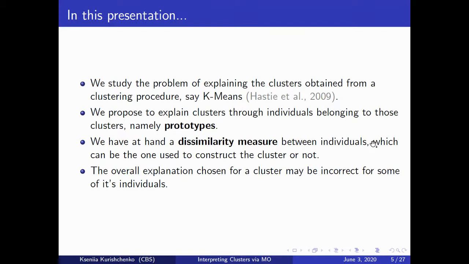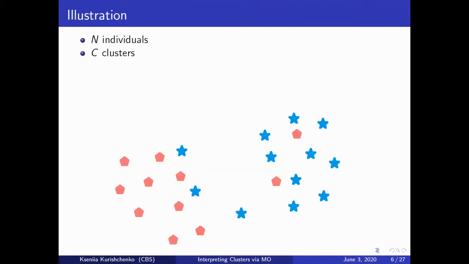And also we have a dissimilarity measure between individuals, which is given, and it could be the same dissimilarity which was taken to construct the clusters, or it could be another dissimilarity measure, which we think is reasonable for our interpretations. And also our explanations could be incorrect for some individuals, and it's how we measure correctly specified and incorrectly specified individuals. So let's move to an illustration to show it more easily.